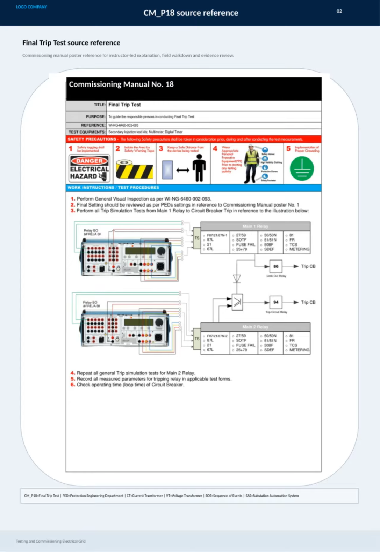Here we focus on the testing and commissioning of the electrical grid, specifically the final trip test, which is a crucial step to ensure system reliability and safety. This test is thoroughly detailed in Commissioning Manual Number 18, which acts as a reference for instructors during explanations, field walkdowns, and evidence reviews. Key components involved include current transformers, voltage transformers, and the substation automation system. Understanding the sequence of events during the test helps us verify that protection systems respond correctly under fault conditions, ensuring the electrical grid performs as intended under all circumstances.